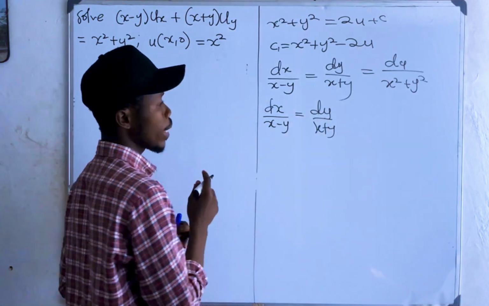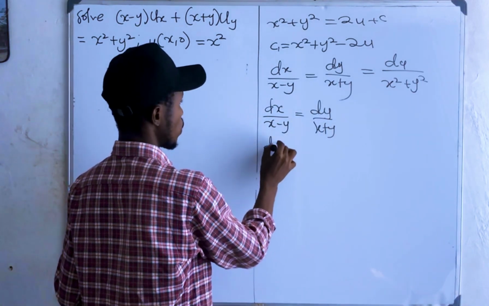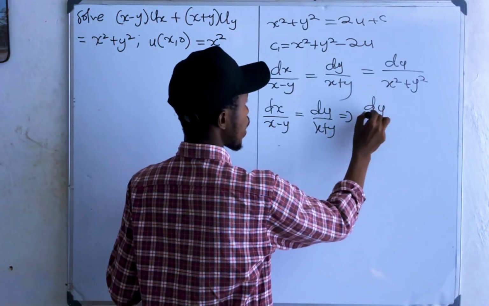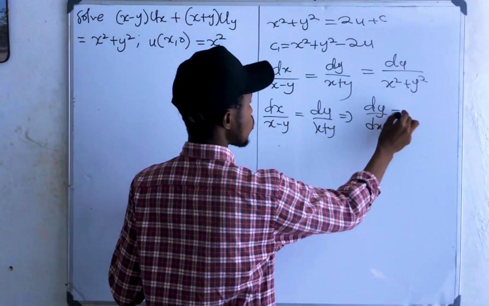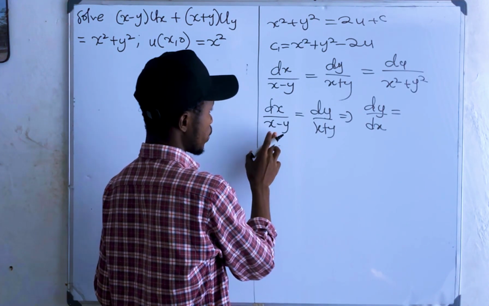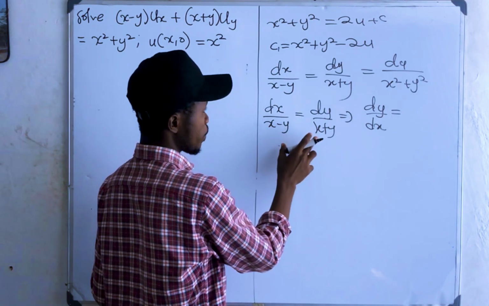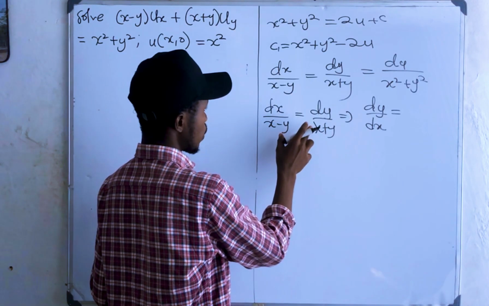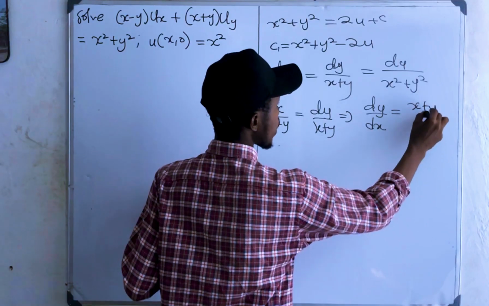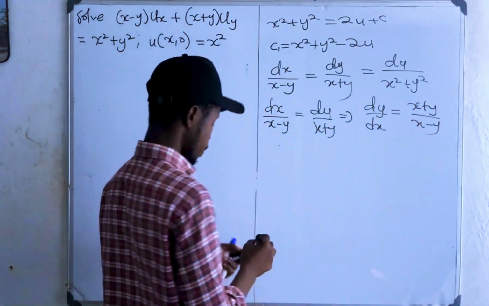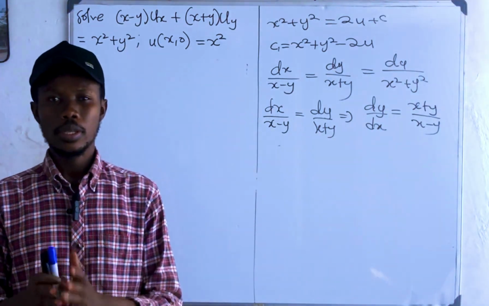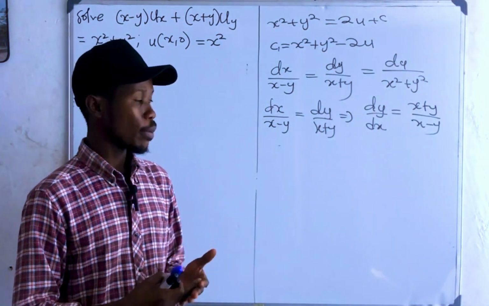I want to make dy dx the subject. Means that I have, let me do it here. I'm going to have dy dx to be equals to... this one is coming and this one will be here. So it's going to be x plus y over x minus y. In fact, when you get something like this, sometimes getting the answer becomes difficult.